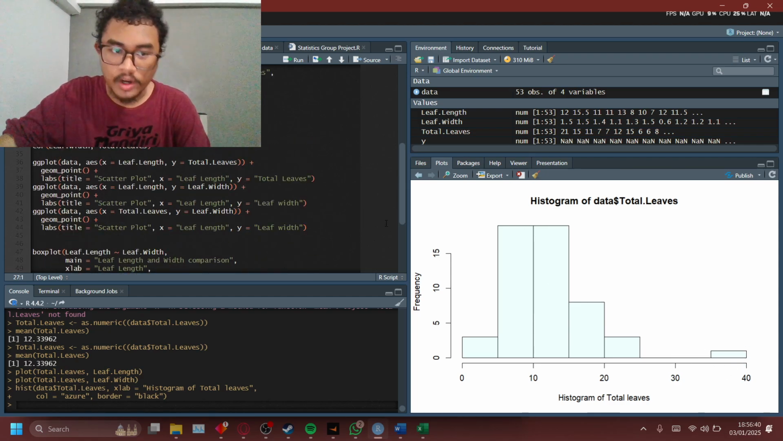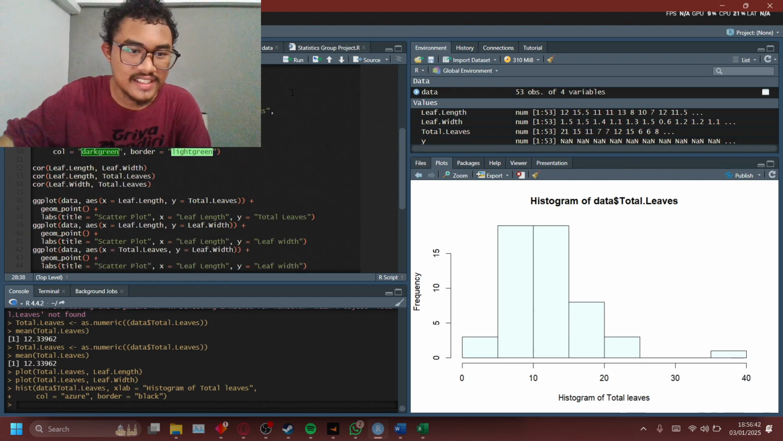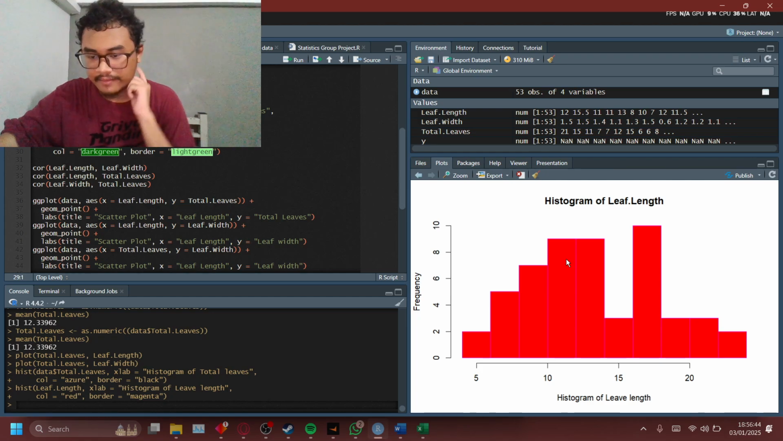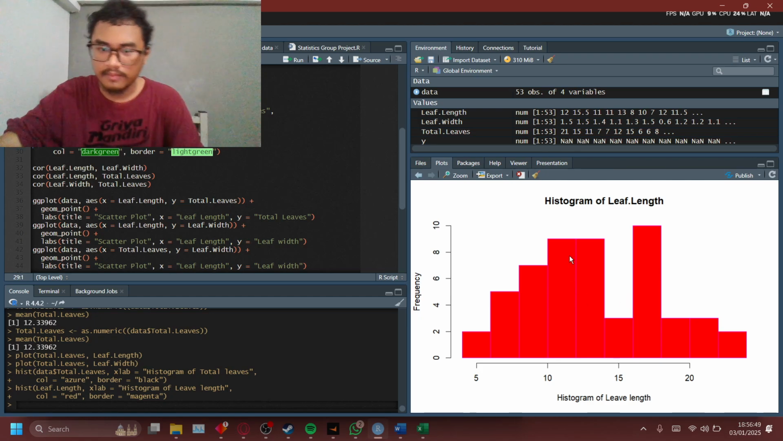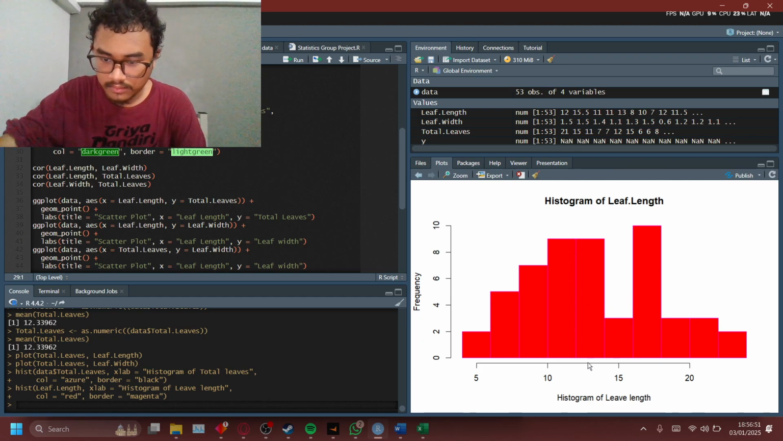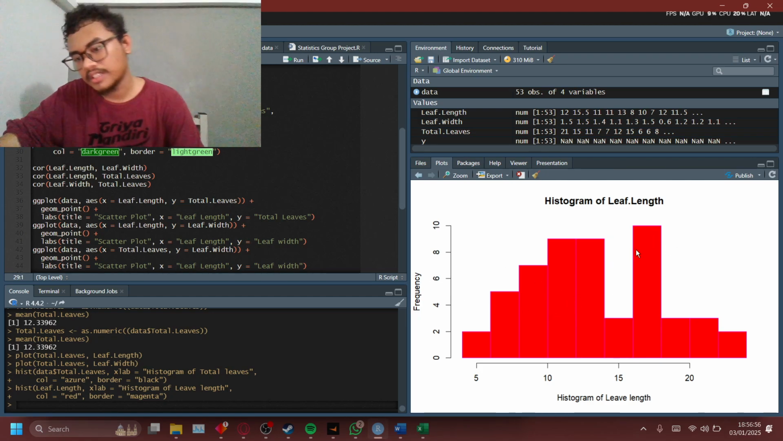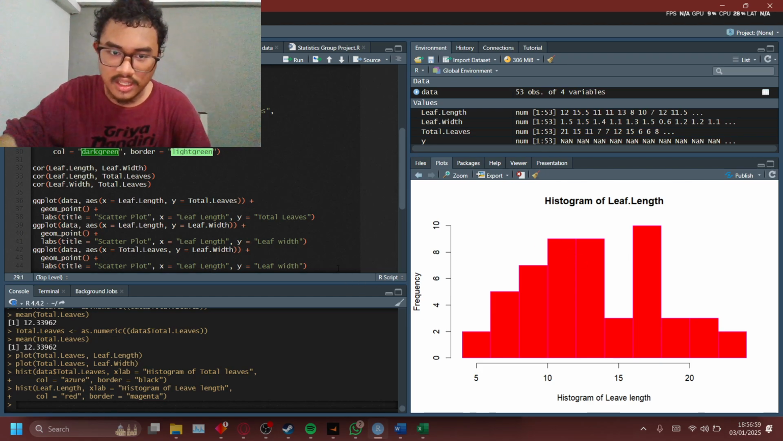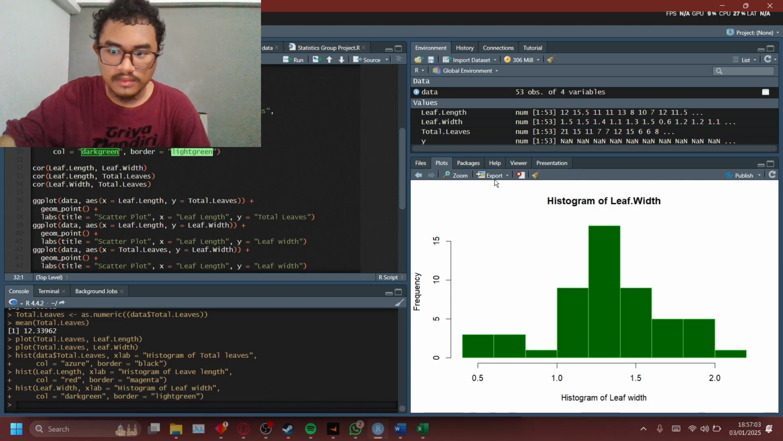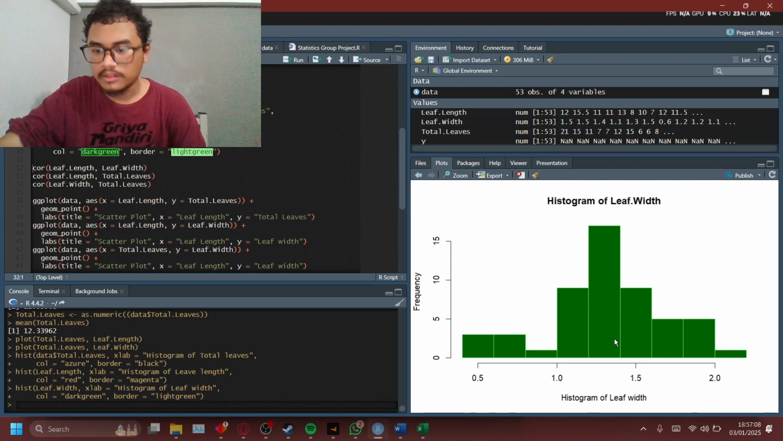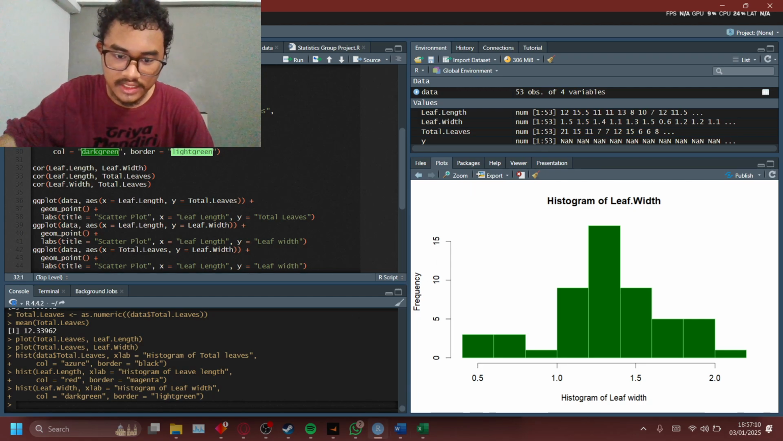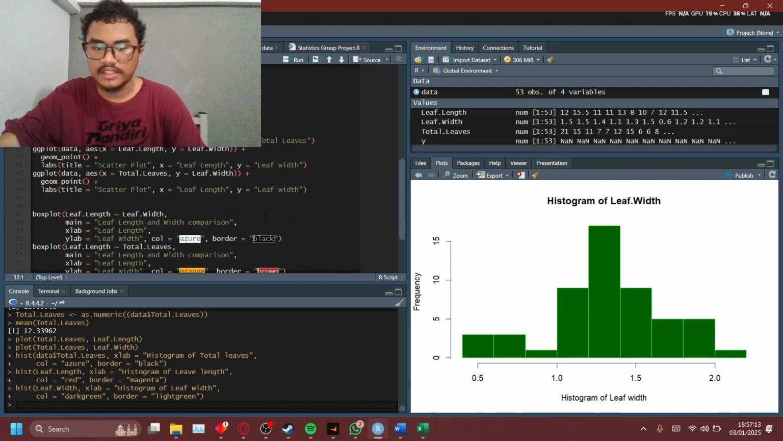And of course, there's that one anomaly. Next histogram, which is the leaf length, which is just slightly more evenly distributed. You can see leaf length, frequency. You can see that the 16 to 18 mark is the most common. That's just how histograms are. And then we can see leaf width. From 1.2 to 1.4 is the most common, reaching up to maybe 18, 19, something like that.